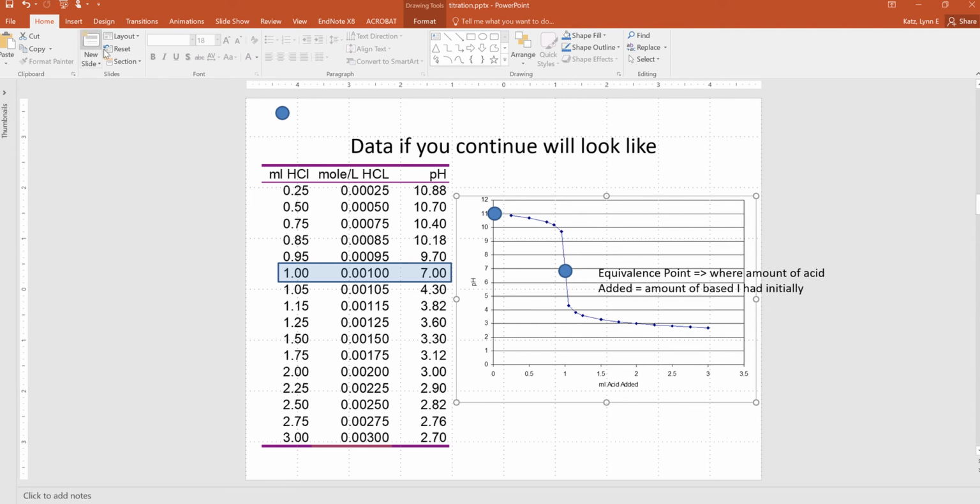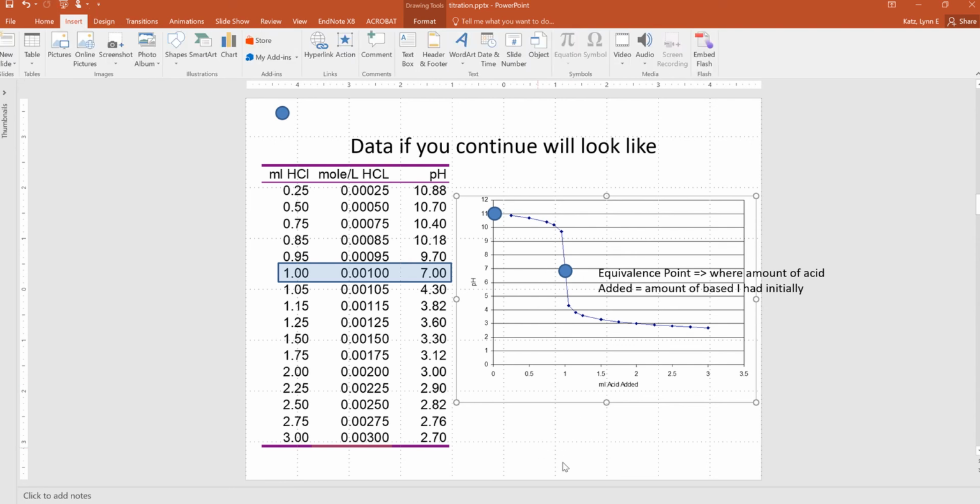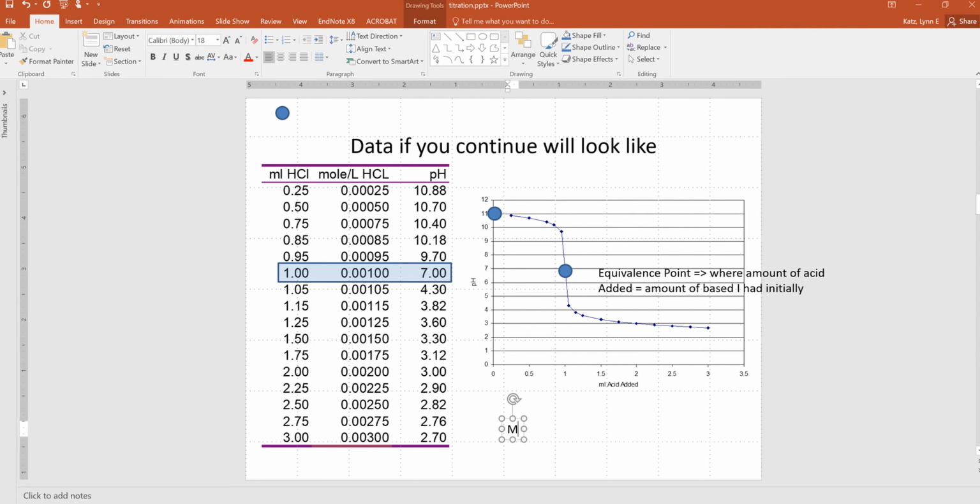Again, if I employ the system using M1V1 equals M2V2, I know the milliliters of acid I added, and I know the molarity of the acid, I know the volume of the acid, and I know the volume of the sample. So substituting, M1 is the M of the acid, V1 is the V of the acid, V2 is the volume of the sample, and what I'm solving for is M2 in this case, which is the concentration of base initially.